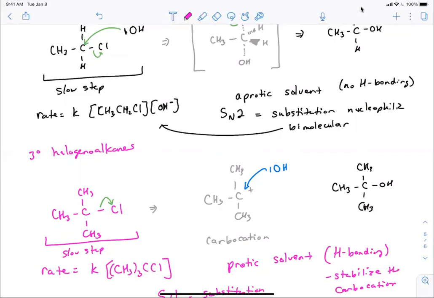Wait, for SN2? It'll interfere with the hydroxide's attraction for the slightly positively charged carbon.